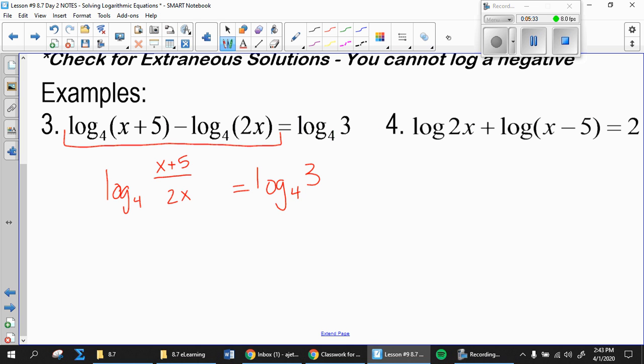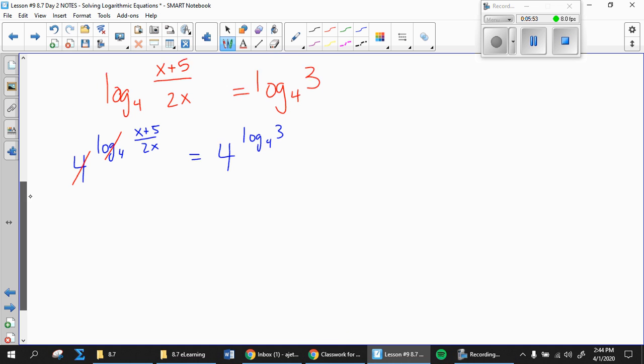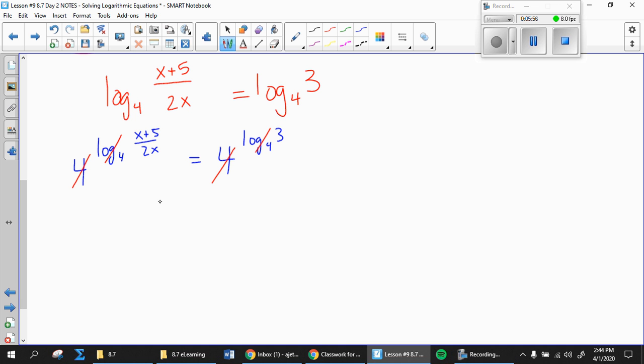So now once we get here, log equals log, we're simply going to exponentiate it on both sides and then solve from there. So just like we just did, the log and exponential are going to cancel each other out. I'm going to get x plus 5 over 2x on the left side. I'm going to get 3 on the right side. Okay, and then we're just going to solve it from there.